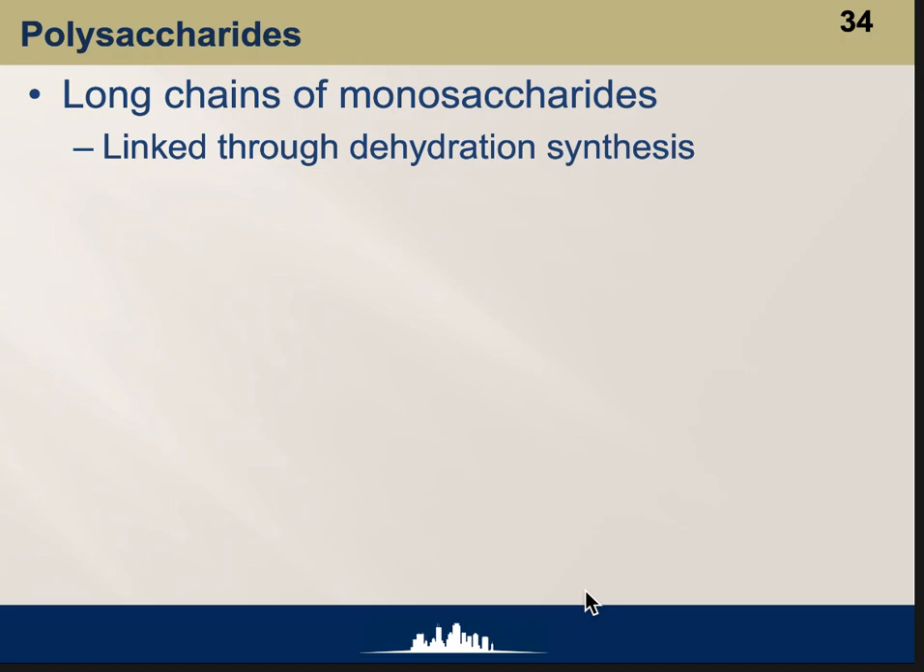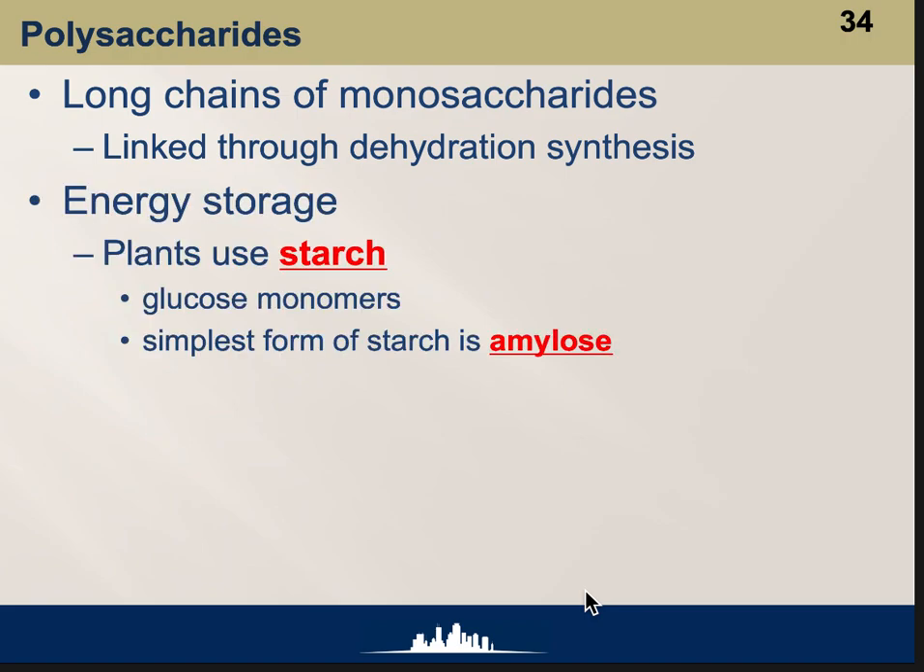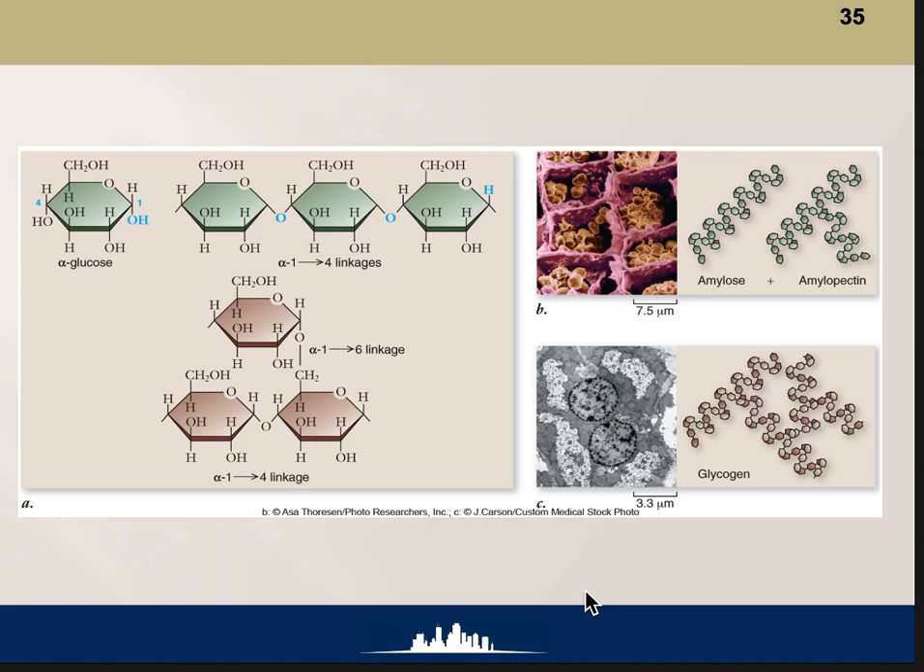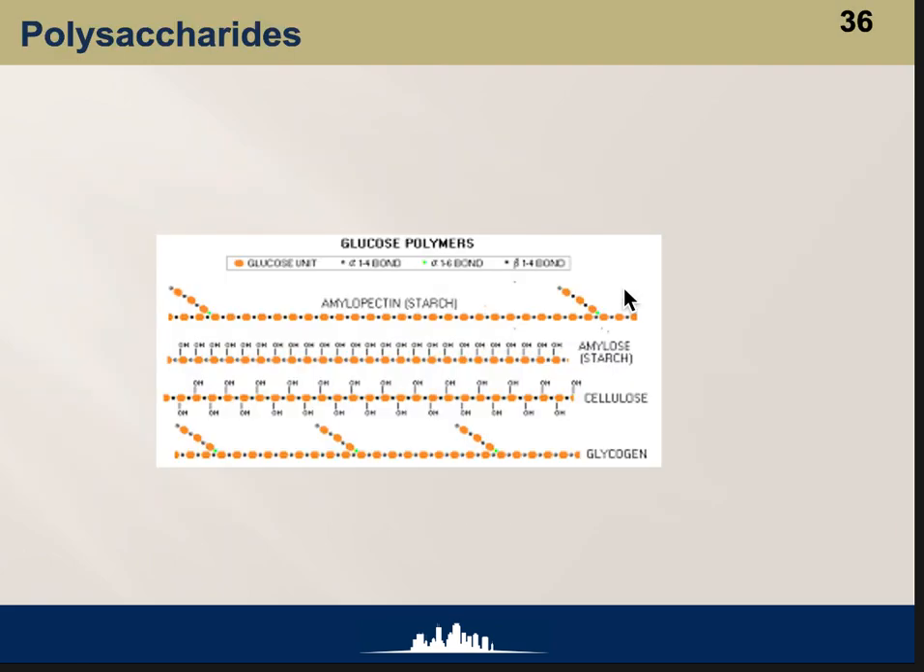So then polysaccharides are going to be these long chains of monosaccharides, and they can be used as energy storage. Plants will use this as starch, and the simplest form of starch is called amylose. So here we see amylose, amylopectin, and then glycogen. Okay, so very complex. And then we have glucose polymers: amylose, cellulose, glycogen, right here.